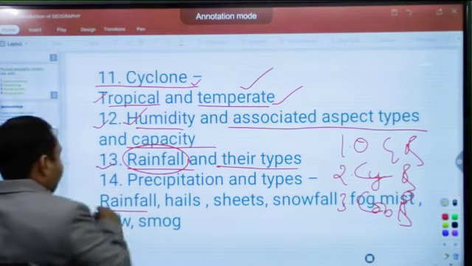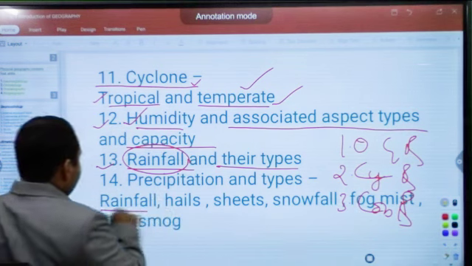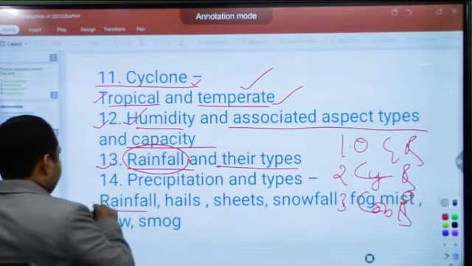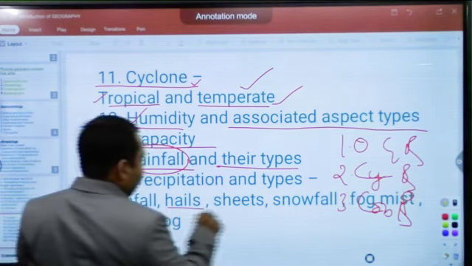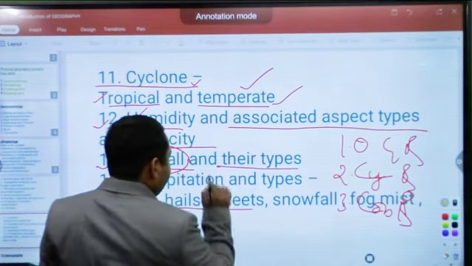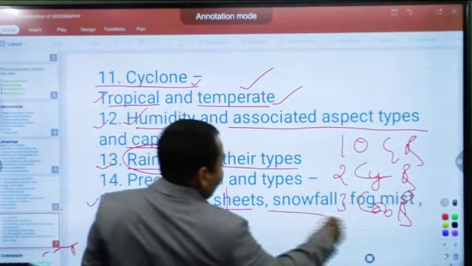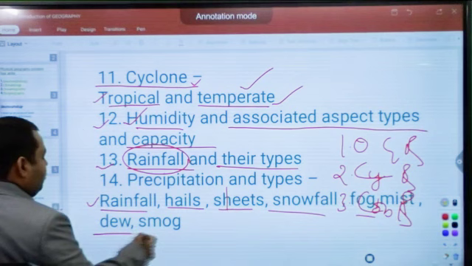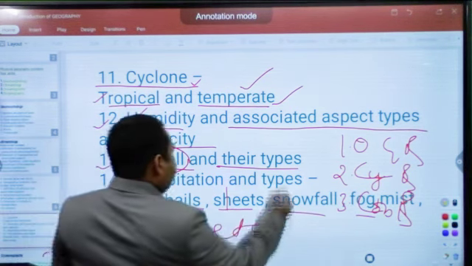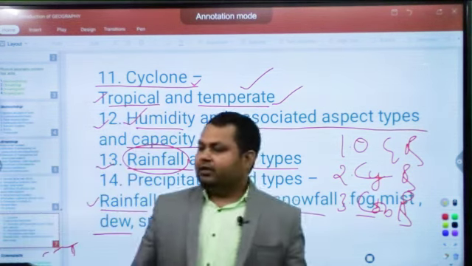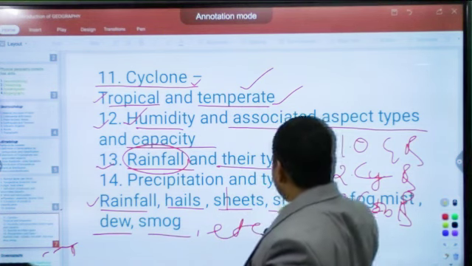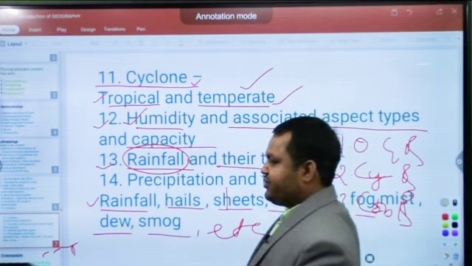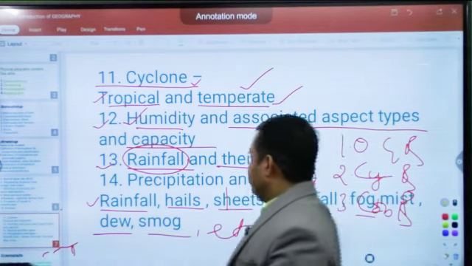There are various types of precipitation, and one of them is rainfall. Rainfall can be considered as a subset of precipitation. So rainfall, then hails, sleets, snowfall, fog, mist, dew and smog, etc. These are the types of precipitation. This particular topic will take at least around 2 hours to understand its concepts.